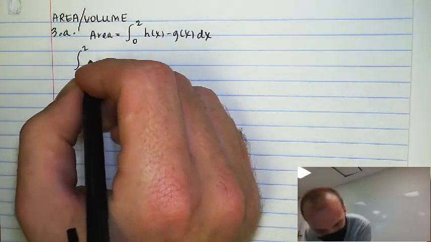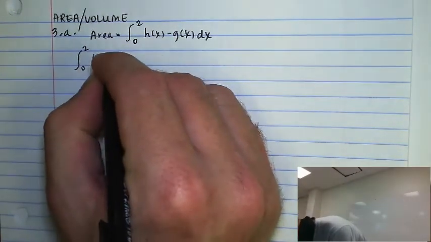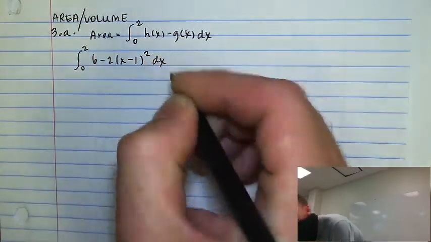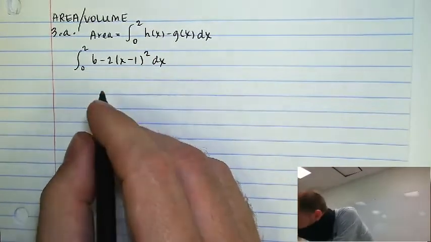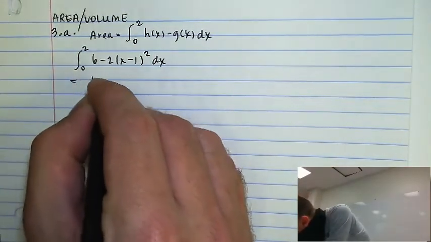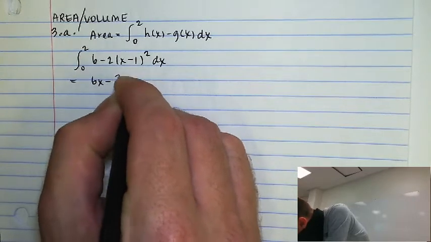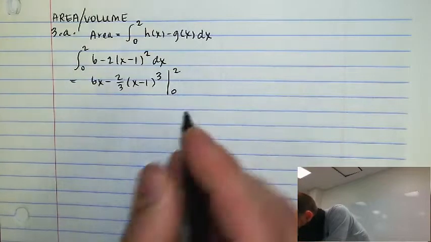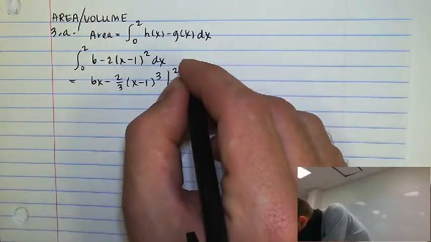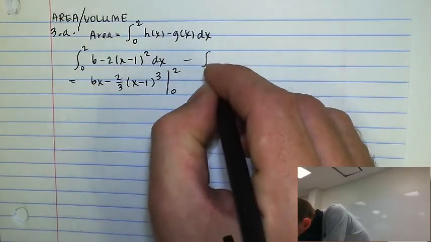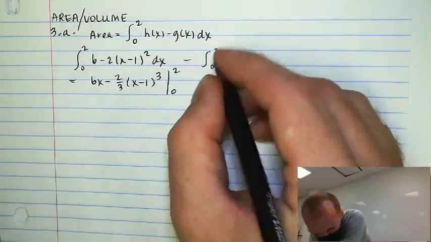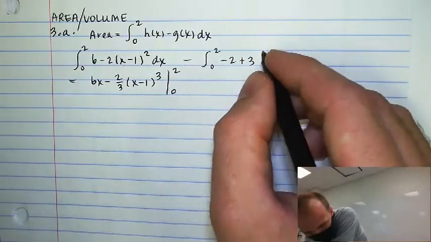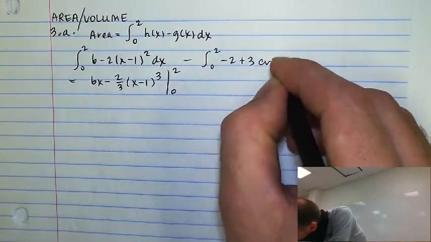h of x, what is h of x? 6 minus 2 times x minus 1 squared. Right? I can do an antiderivative for that, right? I can say that's going to be 6x minus 2/3 of x minus 1 to the third, evaluated from 0 to 2. And then I'm going to subtract the integral from 0 to 2 of the other one, which is negative 2 plus 3 cosine of pi over 2 x.